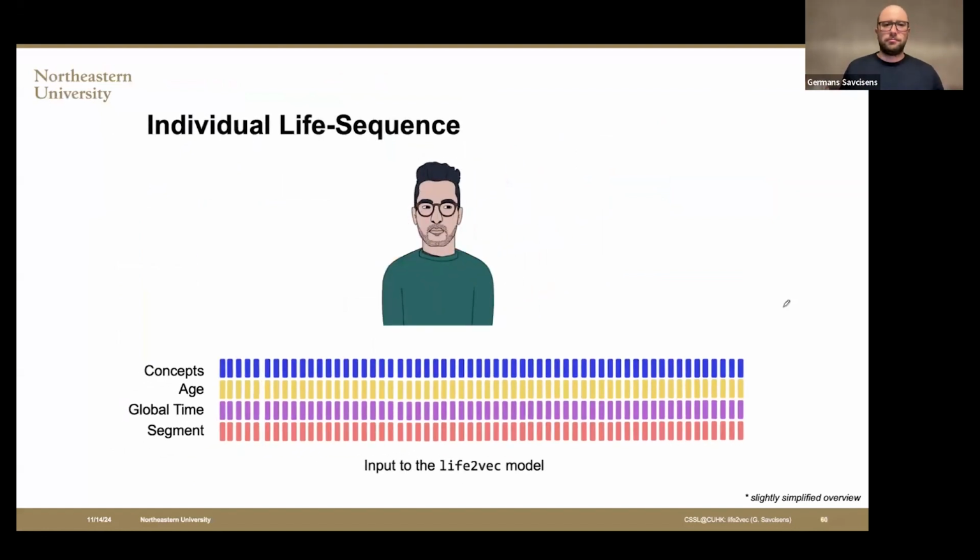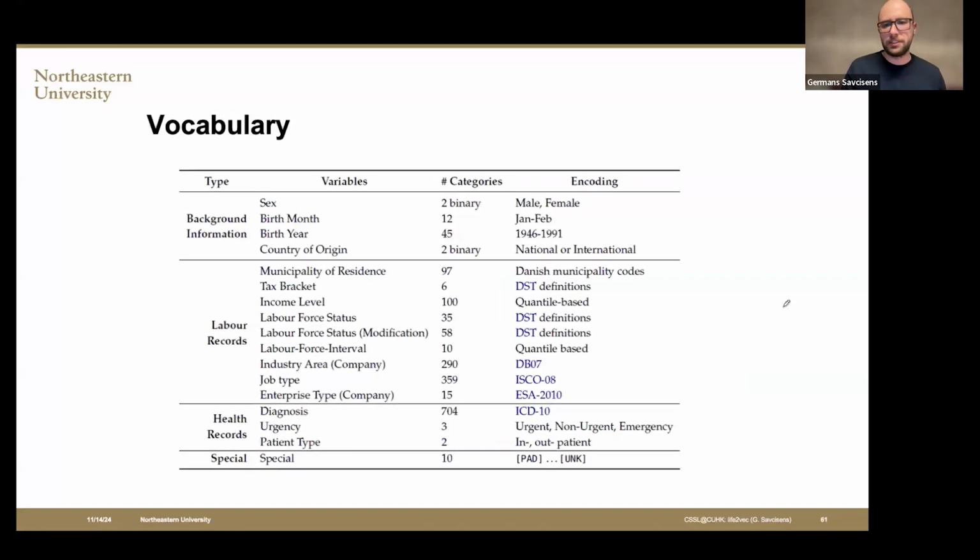And this, at the end of it, we call the life sequence, and this is actually what we feed into the life2vec model, right? And here you can see the overview of all the variables that we used for our language, and you can see how many words in our artificial language it produces. All in all, we had around 2,000 words that we could use to specify what happens in the life of a person.